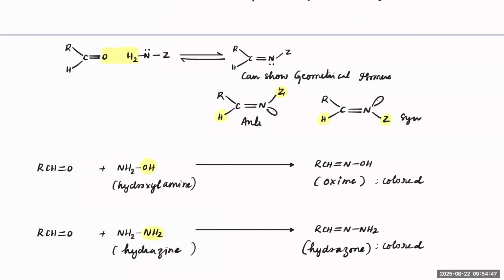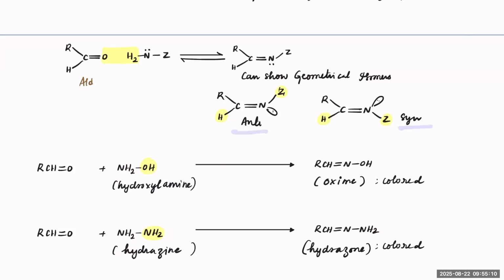While removing out this water, you will be able to see two kinds of products will be formed, and both of them are geometrical isomers, anti and syn. If it is the aldehyde which you are taking, and then you are making this kind of compound here, then we will get anti and syn form.